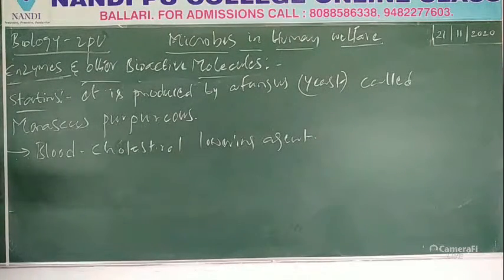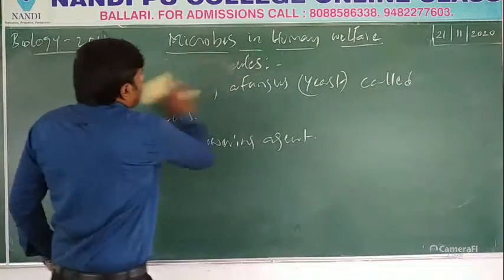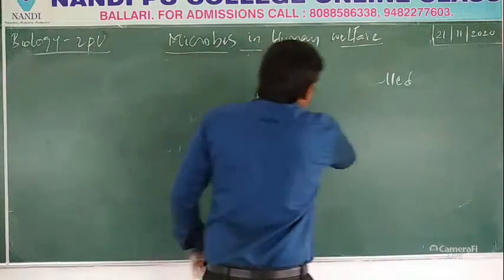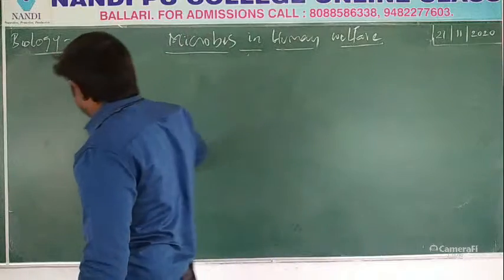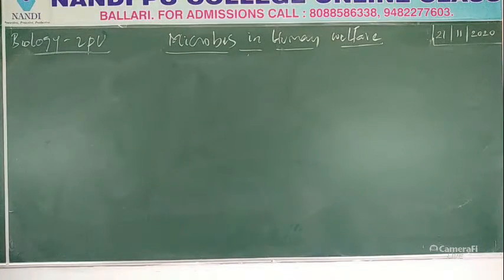So by that there will be a reduction and inhibition in the synthesis of cholesterol by the enzyme. So this is about the enzymes and other bioactive molecules which are produced from microorganisms. By this we discussed microbes in industrial products. We are getting a lot of industrial products from microorganisms. Best examples are fermented beverages, antibiotics, enzymes, chemicals and bioactive molecules.